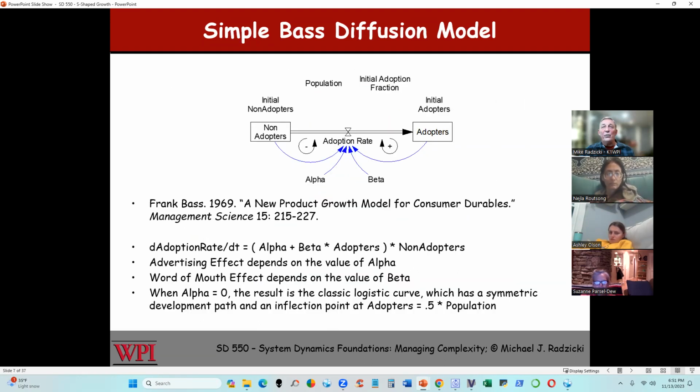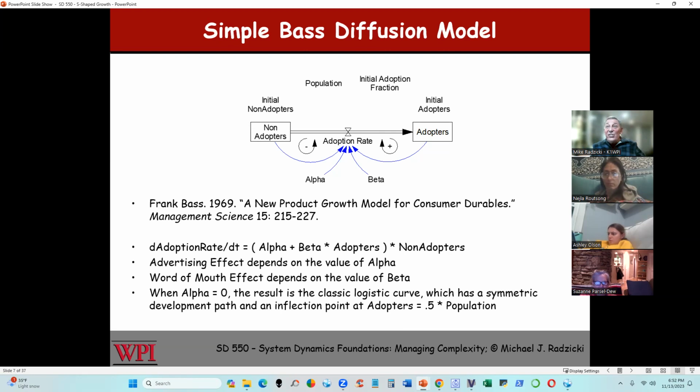Now, the model is very simple, this version of it anyway. The flow equation right here, that's the differential equation, is alpha times beta, and those are just parameters, weights if you will, times the adopters, and the whole shebang times the number of non-adopters, excuse me. If you multiply non-adopters throughout the parentheses, it'd be alpha times non-adopters plus beta times non-adopters times adopters times non-adopters. You're multiplying two stocks together.